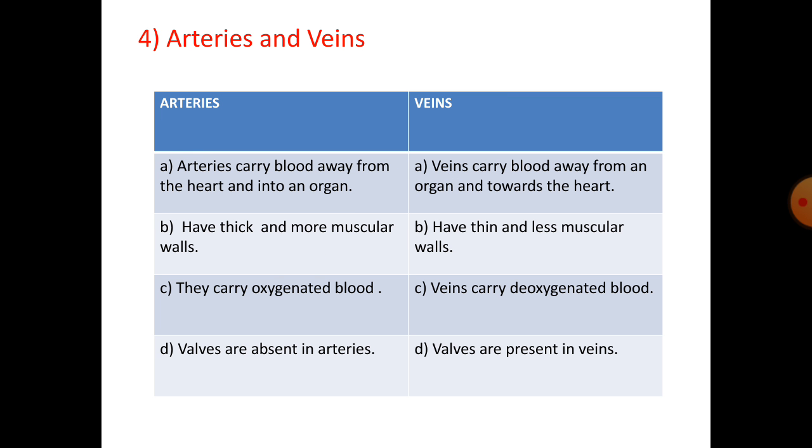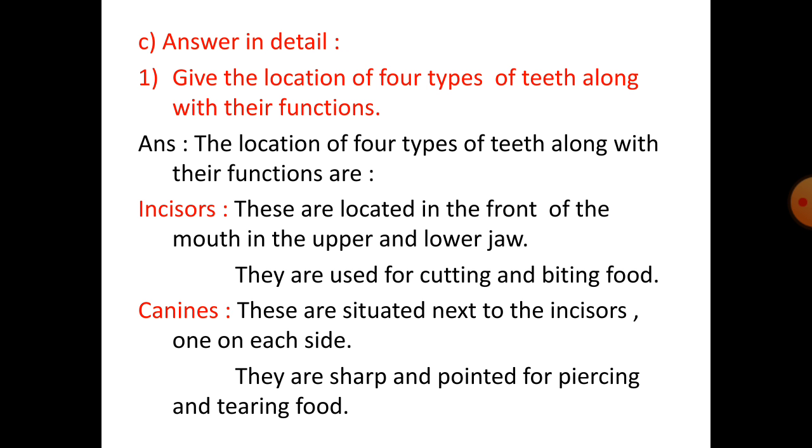4. Arteries and veins. Arteries carry blood away from the heart and into an organ. Veins carry blood away from an organ and towards the heart. Arteries have thick and more muscular walls. Veins have thin and less muscular walls. Arteries carry oxygenated blood. Veins carry deoxygenated blood. Valves are absent in arteries. Valves are present in veins.